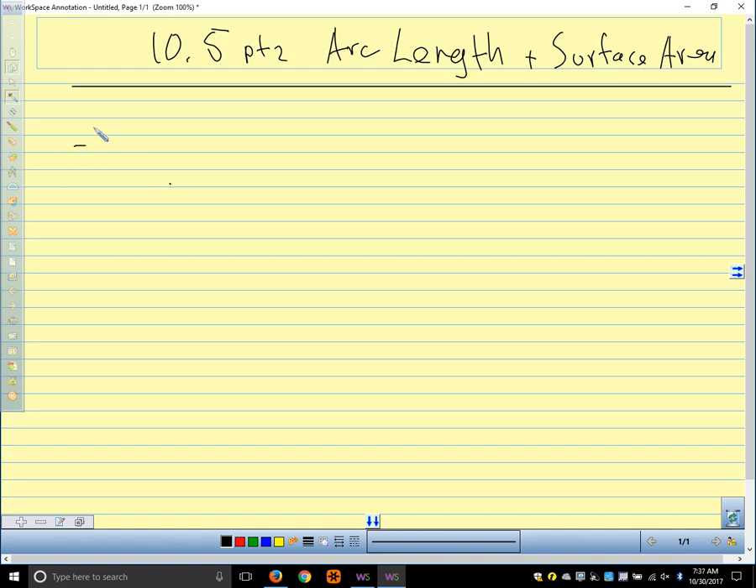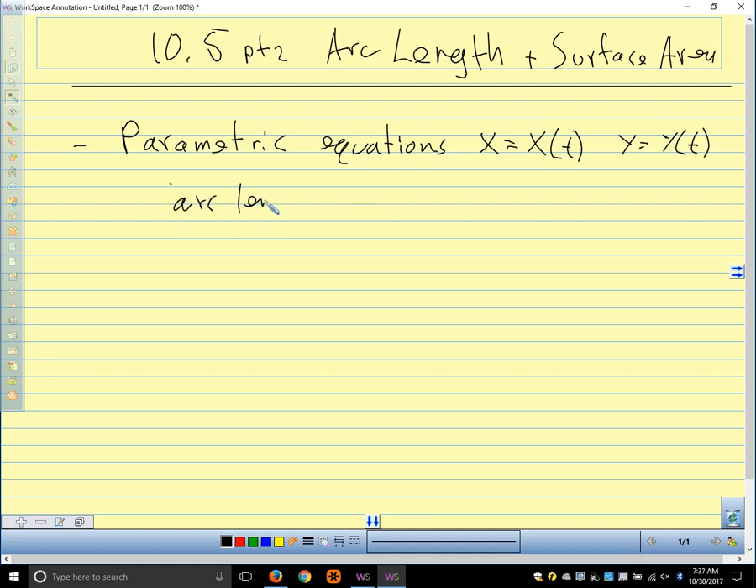So for parametric equations, where we have x equals some function x of t and y equals some function of t as well, we did a nice little argument for our arc length, and we came up with arc length s equals the integral from a to b of the square root of (dx/dt) squared plus (dy/dt) squared dt.